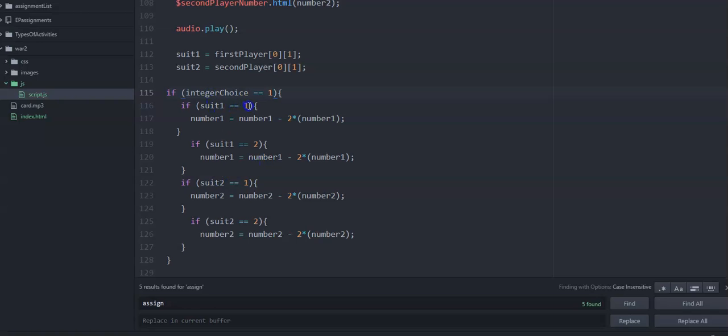if suit 1 equals 1, that's heart. Suit 2 is diamonds. So if suit's hearts, then number equals number 1 minus 2 times number 1. It may work just putting a negative in front of number 1. It wasn't working for me when I had that originally, and maybe it's because something else was wrong, but I just changed it while I was fiddling with it. Just a way to get the negative of it. So you can probably just put the negative in front of number 1. So same for suit 2. If it's a heart or diamonds, then it's going to be negative that number.